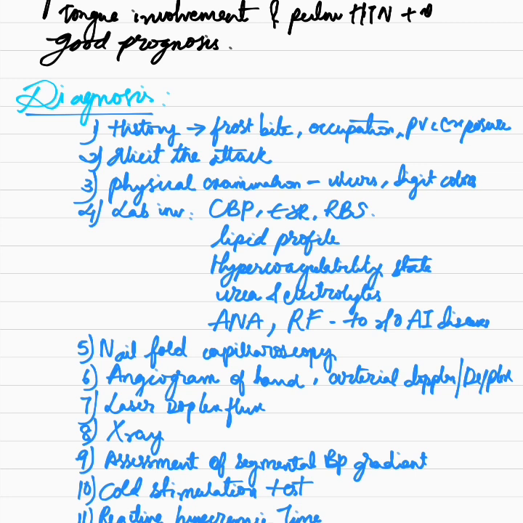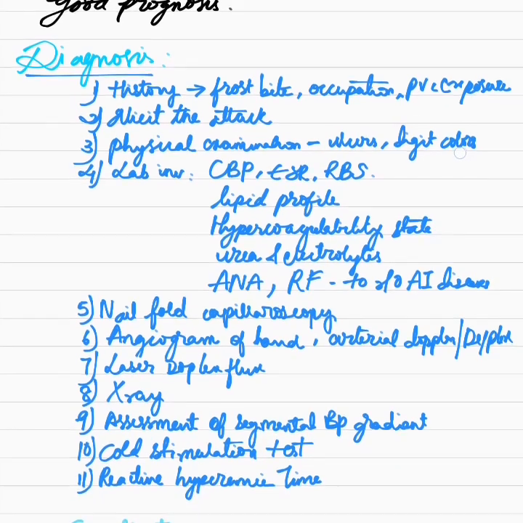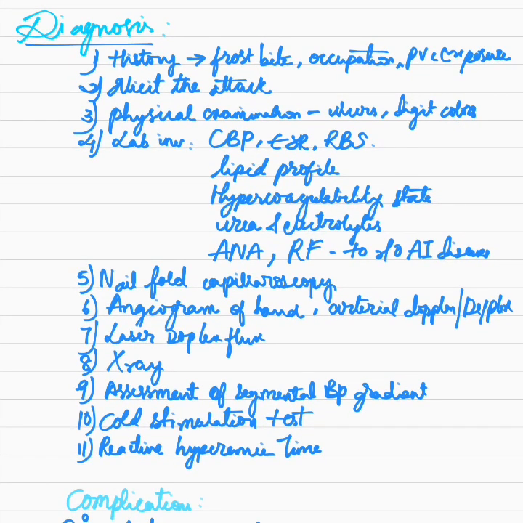Lab investigations such as complete blood picture, erythrocyte sedimentation rate, random blood sugar level, lipid profile, checking the hypercoagulability state, urea and electrolytes, anti-nuclear antibody tests and rheumatoid factor to rule out autoimmune diseases are necessary. Nail fold capillaroscopy to detect any changes in the nail fold capillaries, angiogram of the hand, arterial Doppler and duplex scan to look for any vessel wall abnormalities, laser Doppler flux scan, X-ray of the affected site, assessment of segmental BP gradient, cold stimulation test and reactive hyperemia time are some of the tests that are done to diagnose Raynaud's phenomenon.